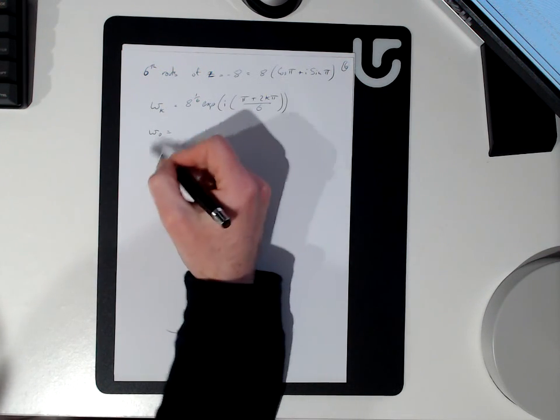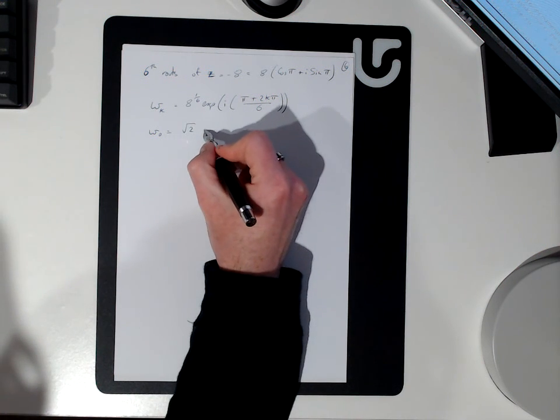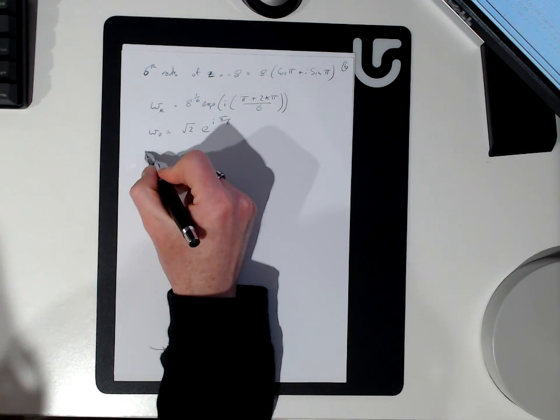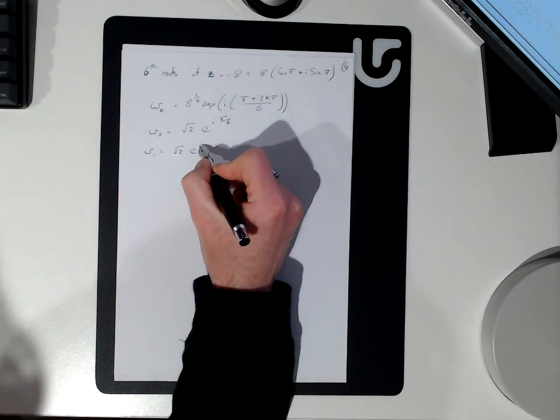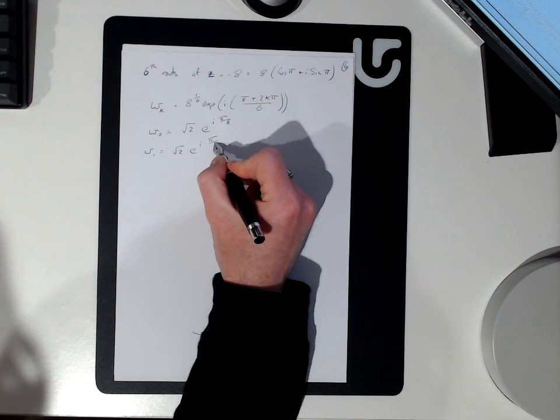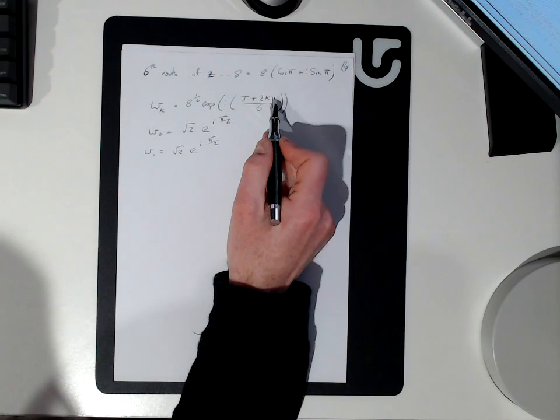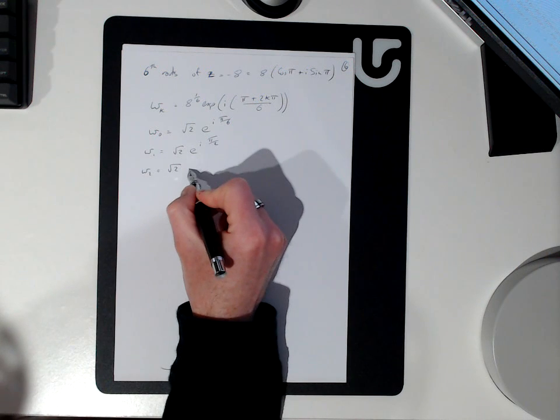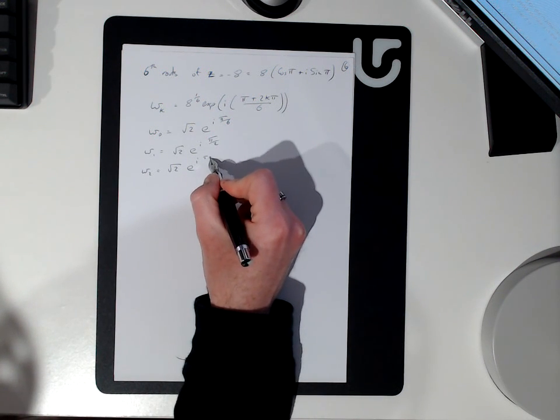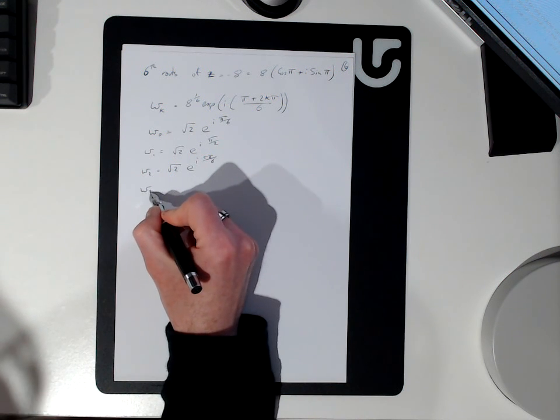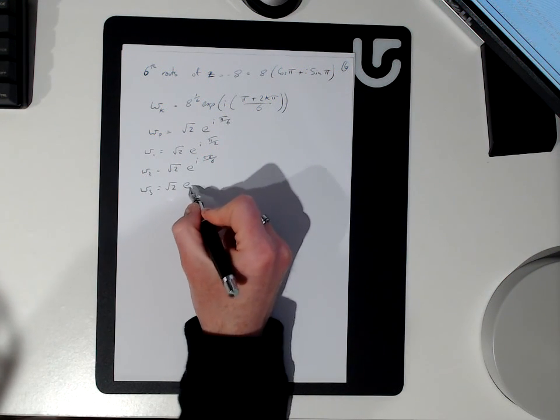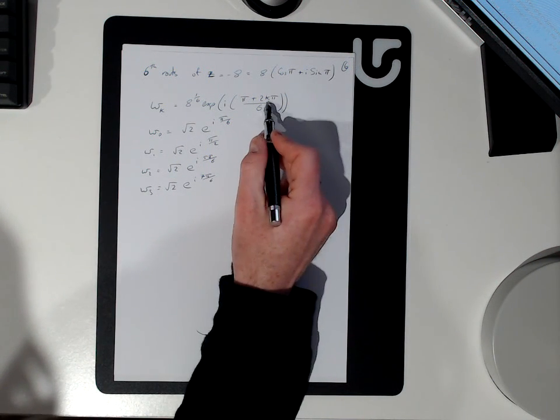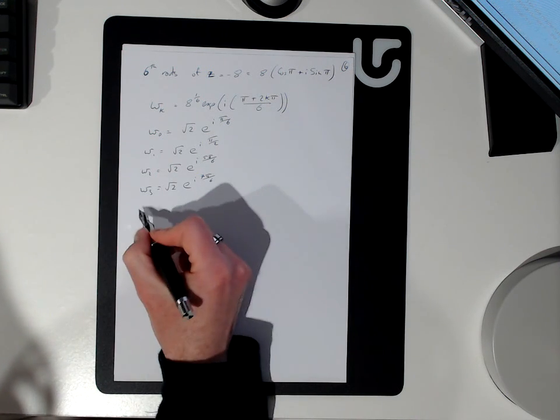Omega 0. This is square root 2 e to the i pi over 6, because that term goes away. Omega 1 is square root 2 e to the i pi over 2. Our 1 in there adds up to 3 pi divided by 6, pi over 2. Omega 2 is square root 2 e to the i 5 pi over 6. Omega 3 equals square root 2 e to the i 7 pi over 6. Try it out. Put a 3 in there. That's a 6. 7 pi over 6.